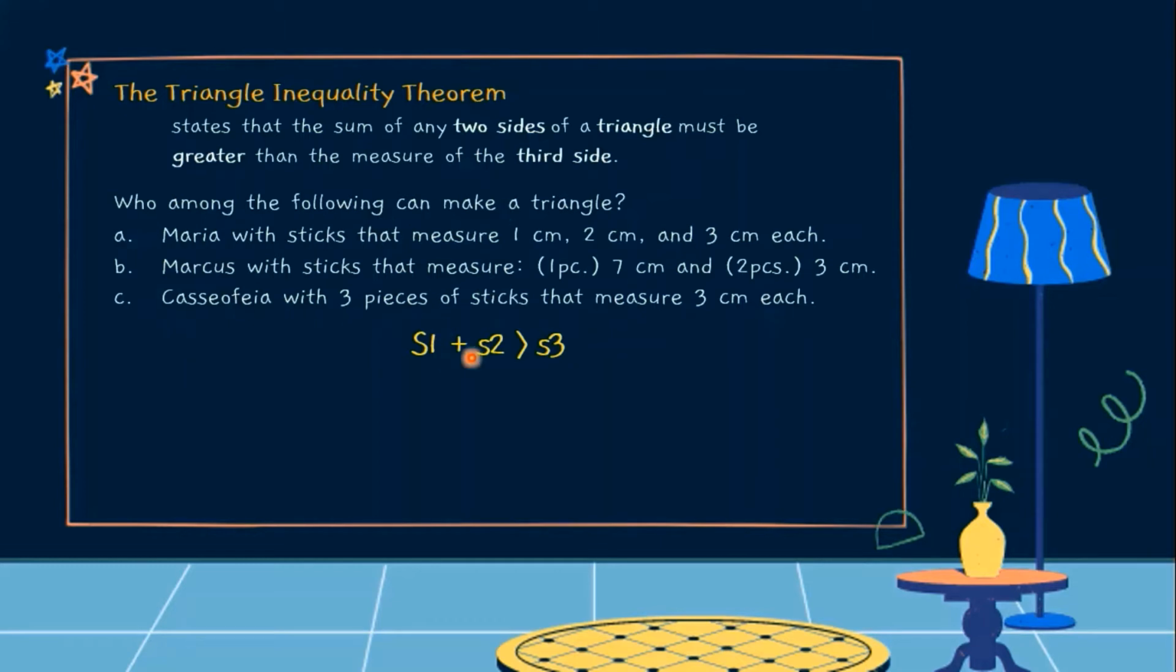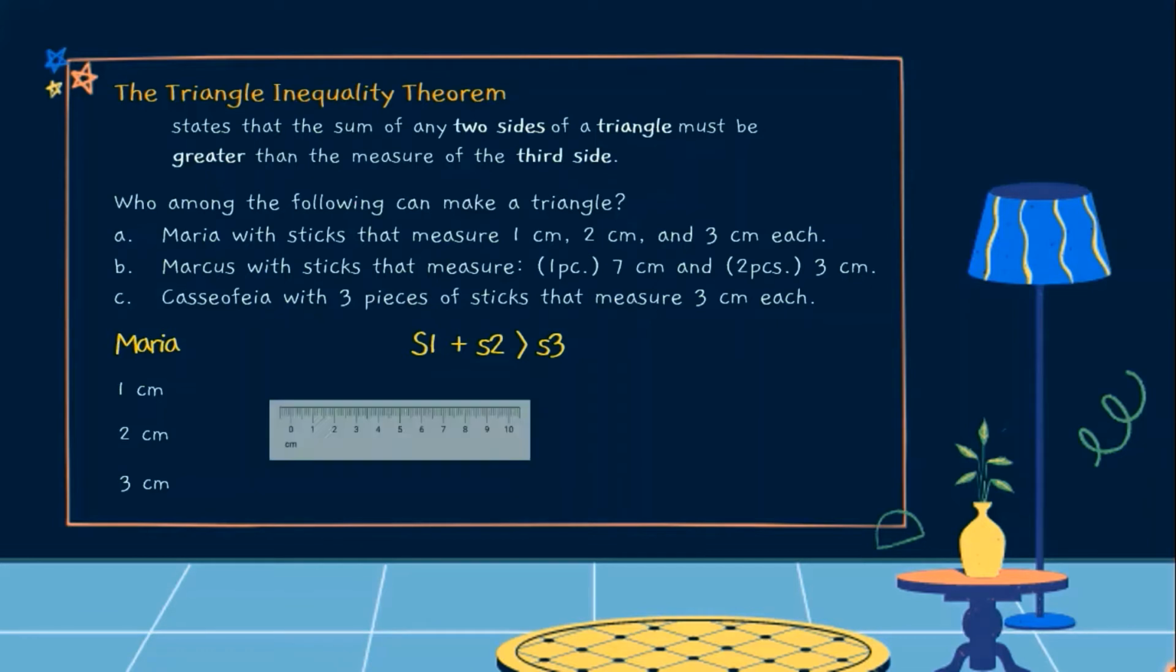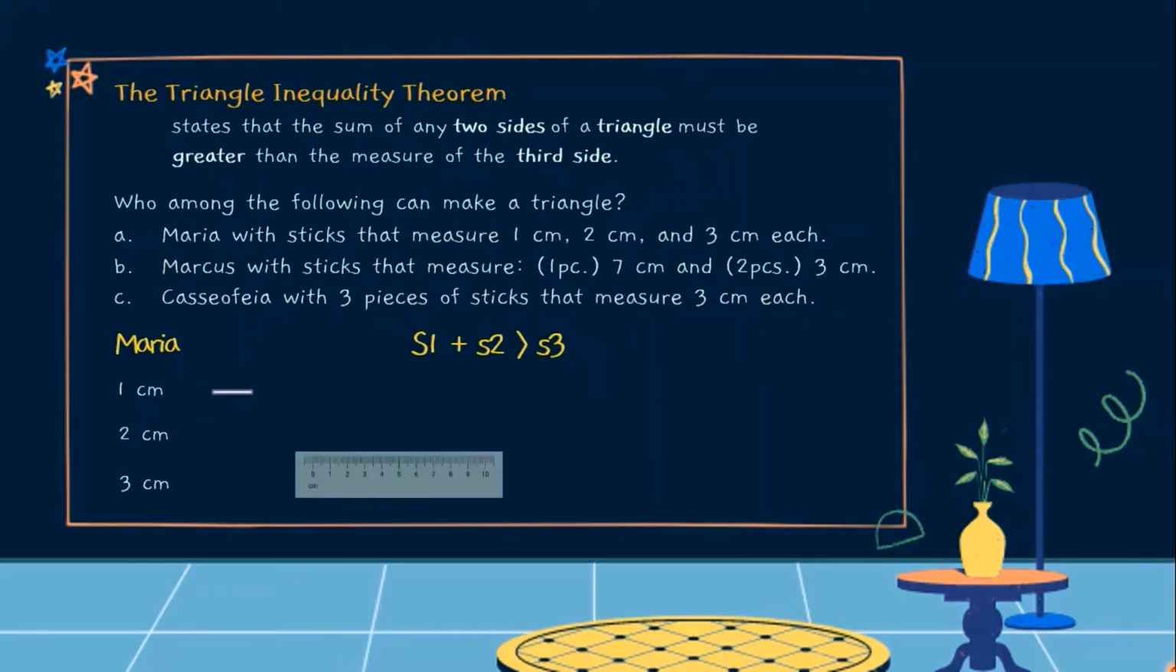Sino sa kanila ang makakabuo ng triangle at sino ang mga hindi makakabuo ng triangle using the sticks that they have? First, we have Maria. So, for Maria, meron siyang tatlong sticks ng sukat ay 1, 2, and 3 cm. Ito yung mga sticks ni Maria. We have 1, 2, and 3 cm sticks. Following the triangle inequality theorem, let's test kung talagang makakabuo nga ba ng triangle o hindi.